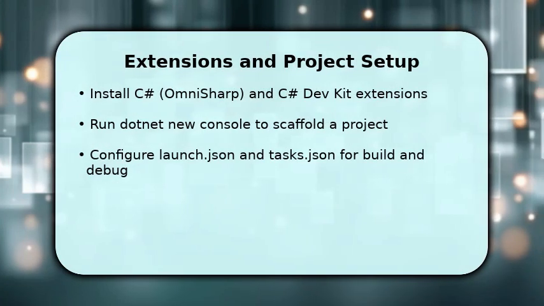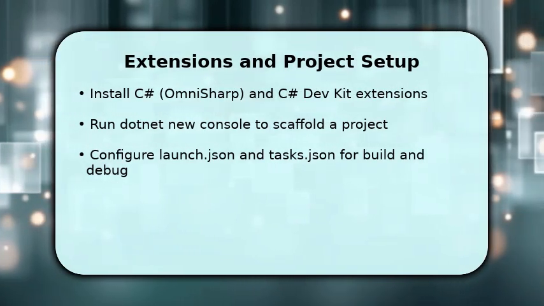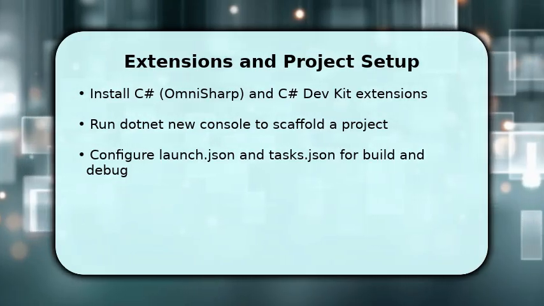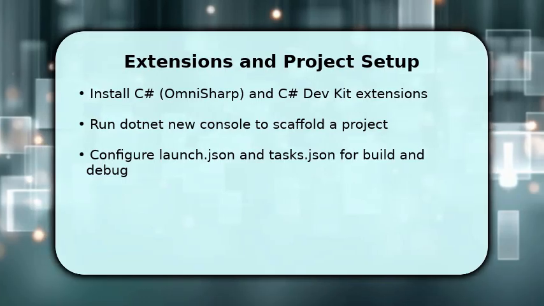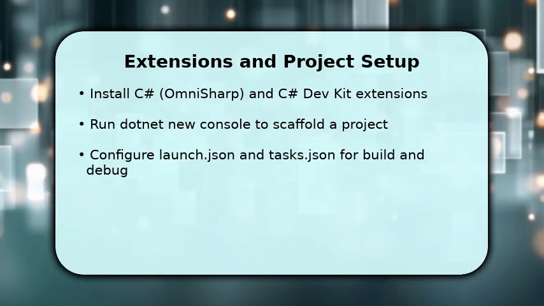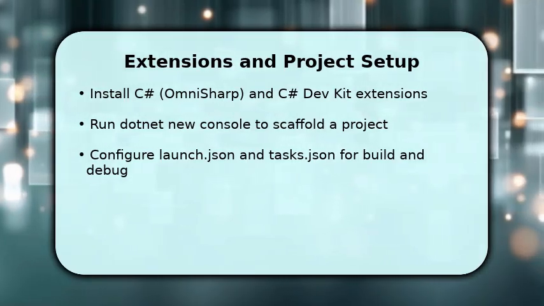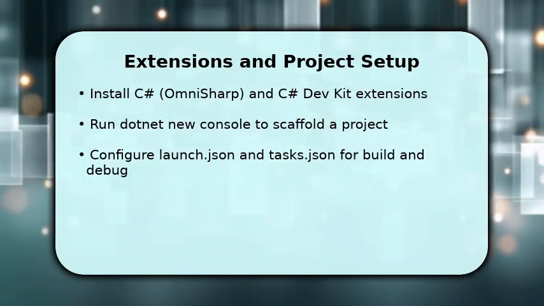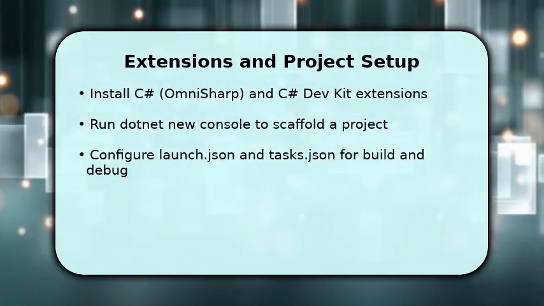You now install the C# extension, OmniSharp, and optionally the C# Dev Kit to improve IntelliSense and templates. Once installed, use Terminal inside VS Code, run dotnet new console to scaffold a sample app, then dotnet restore to fetch packages. Next, add a launch.json and tasks.json via the Run menu so VS Code can build and debug with one click.